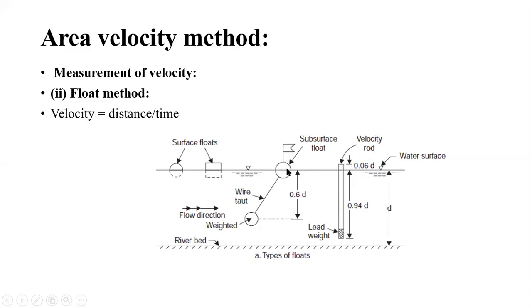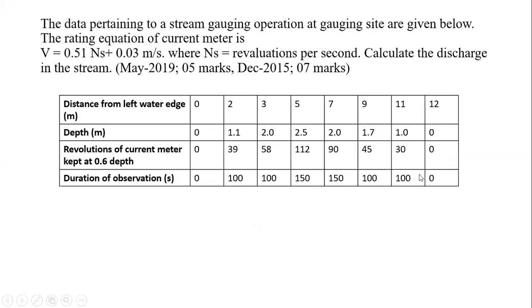Okay, so those are some of the types of floats. We are not going to discuss them in detail. Now we'll start with the part of the examples.